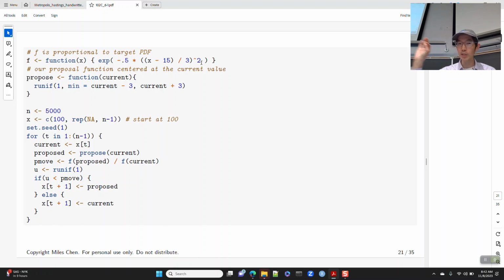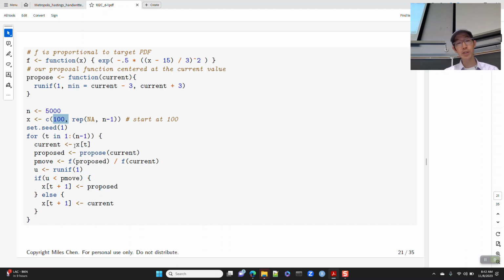And what we're going to do is plug in our current location and our proposed location to calculate that value. I have a proposal function. The proposal function just takes in our current location, and it returns one random uniform value sampled between current minus 3 and current plus 3. So wherever I'm located, I'm going to just propose a location. We'll let this run for 5,000 iterations, I guess 4,999 iterations, and I'm going to start at the terrible location of 100.